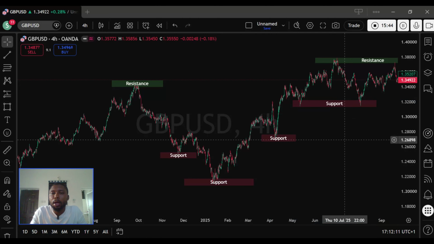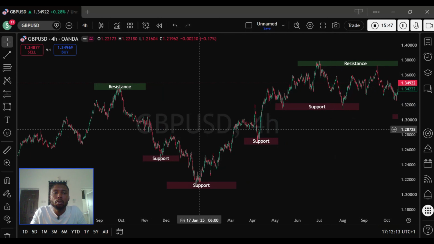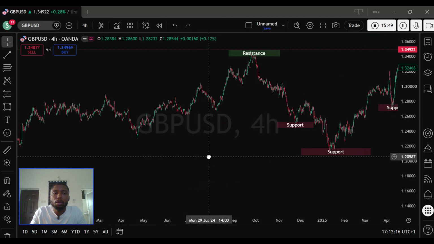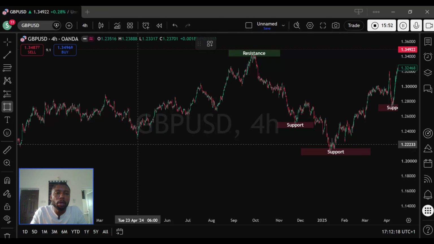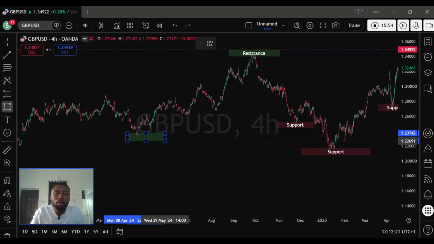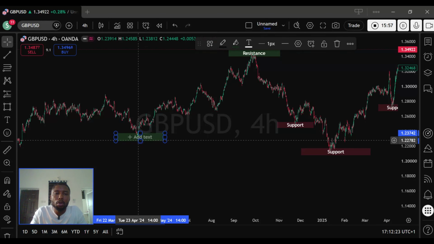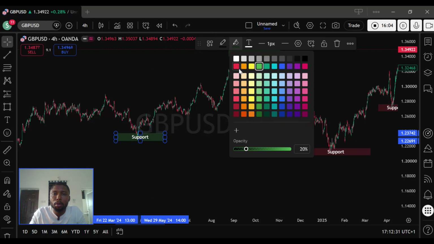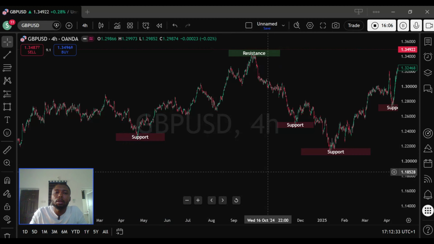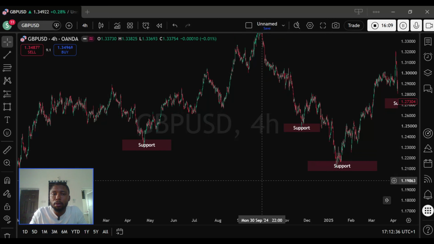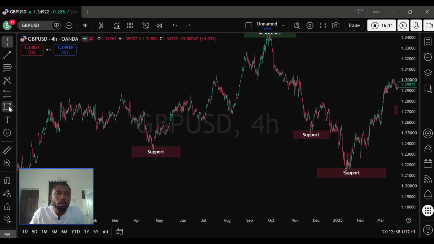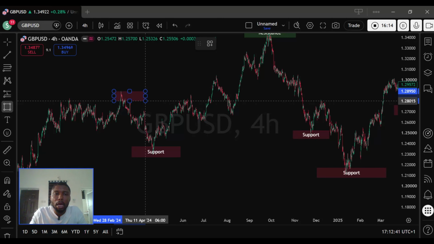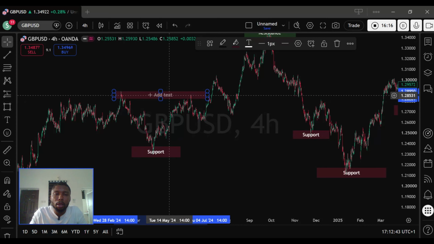Remember, whenever price touches a particular level and bounces off more than once, the stronger it becomes. Very easy. You can just go to your chart and start doing the same. Support. Like I said, technical analysis is by far the easy part of forex trading. So it's the psychology that is the difficult part. So this is resistance.